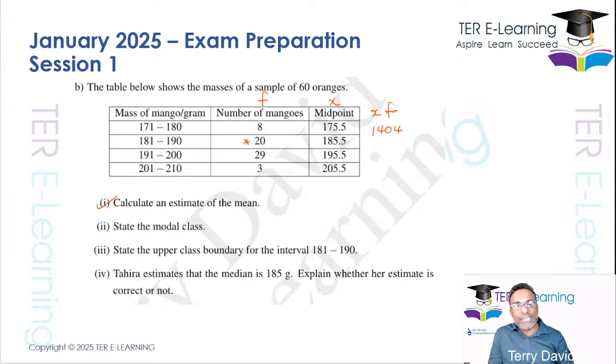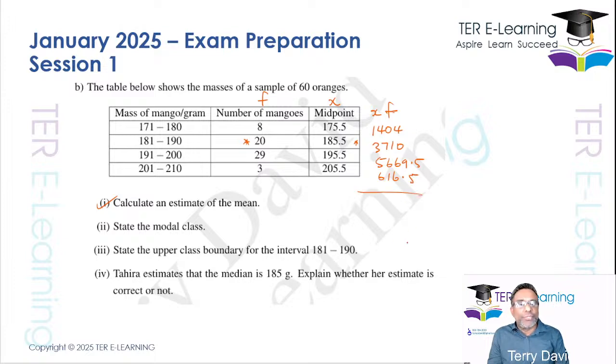So I'm going to take 20 and multiply by 185.5. That's going to be 3710. Then I'm going to take 29 and multiply by 195.5, and that's going to be 5669.5. And then the last one is going to be 3 multiplied by 205.5, and that's going to be 616.5.